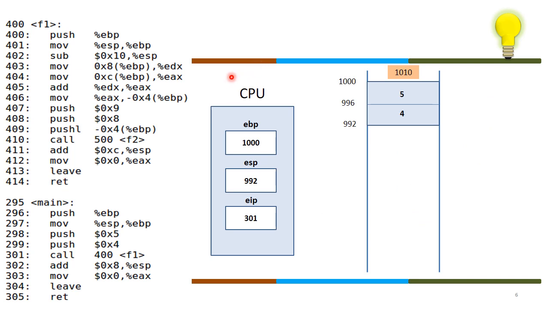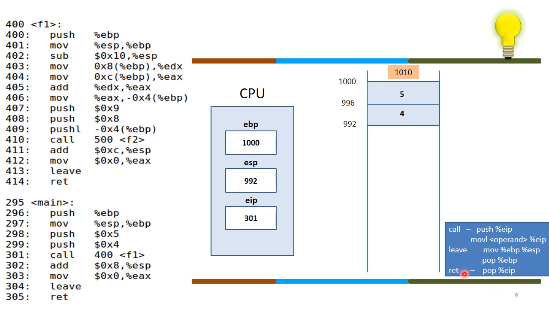Now let us start with the animation part. Now the current values are: EBP holds 1000, that is the start of the frame, ESP 992, that is the end of the frame, and EIP, the next instruction to execute, is the call instruction. I want the viewers to remember this state, right? Because when the call to the function f1 completes, we have to come back to the same state. To have a reference for call, leave, and return instruction, we have this reference box.